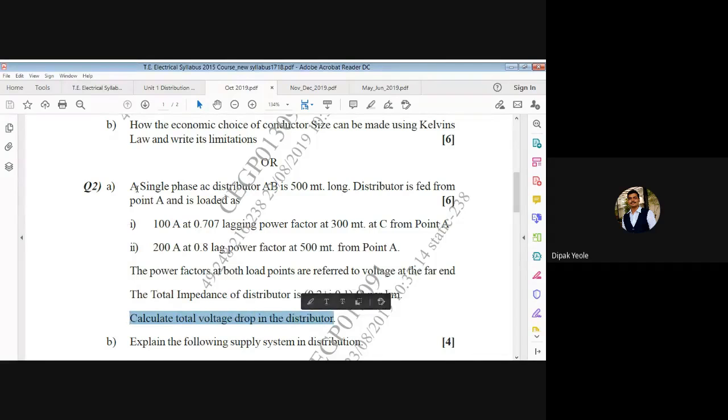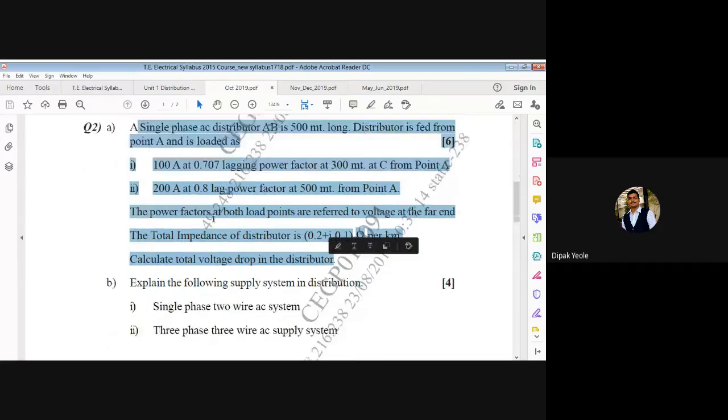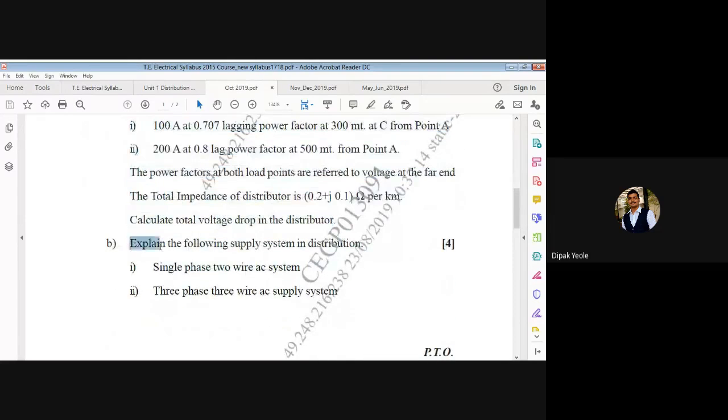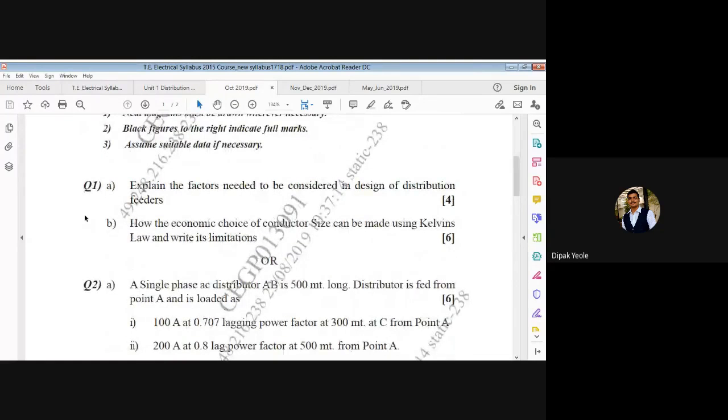Yes, so this same numerical is available in your notes. We will try to take this numerical also today. Yes, and the second question is explain the following supply systems in distribution. So obviously there is a derivation of single phase 2 wire AC system and 3 phase 3 wire AC system. So this is the question of 10 marks from unit number 1. Obviously 10 marks question from unit number 1, 10 marks question from unit number 2, and 10 marks question from unit number 3. So that is the distribution of 30 marks.